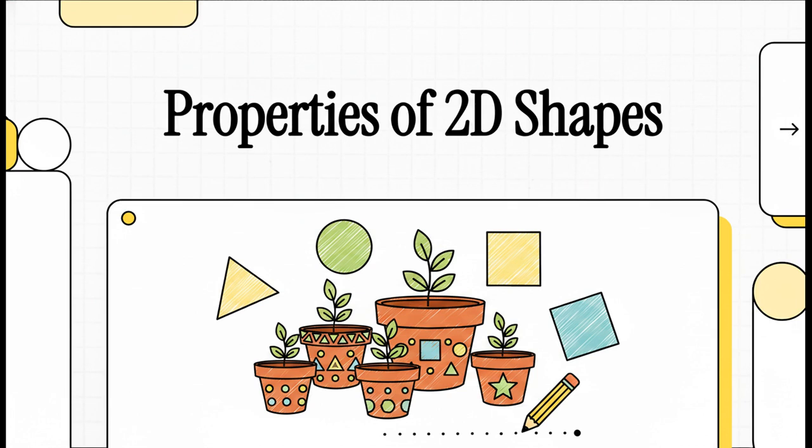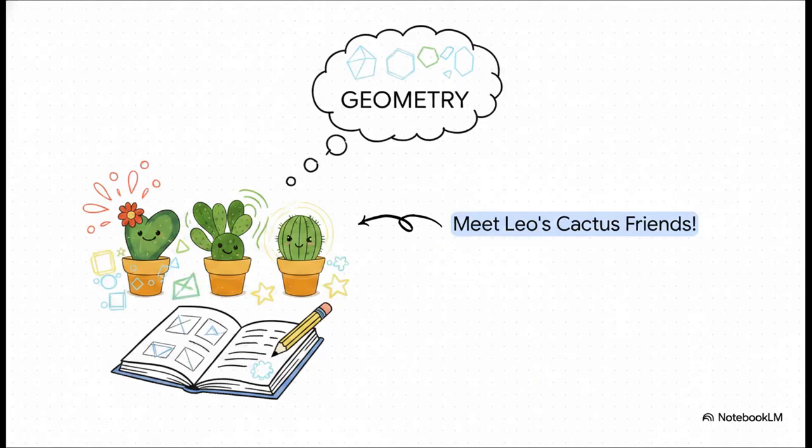So grab your imaginary pencils because we're going to learn everything Leo needs to know to make these pots look totally spectacular. Take a look at these little guys. Meet Leo's cactus friends. Aren't they just the cutest? We've got one rocking a big red flower, one with lots of little waving arms, and one that's perfectly round and extra prickly. But their pots are looking kind of plain, right? Leo wants to paint beautiful patterns all over them.